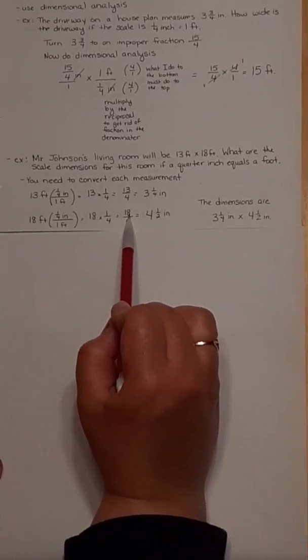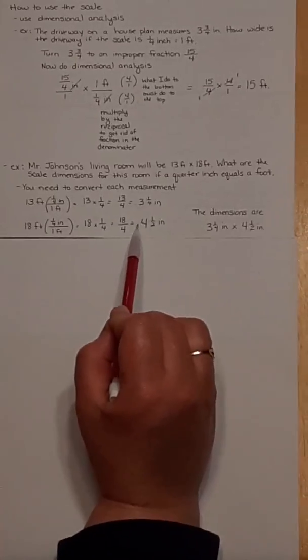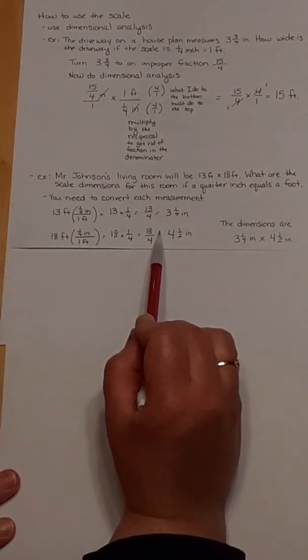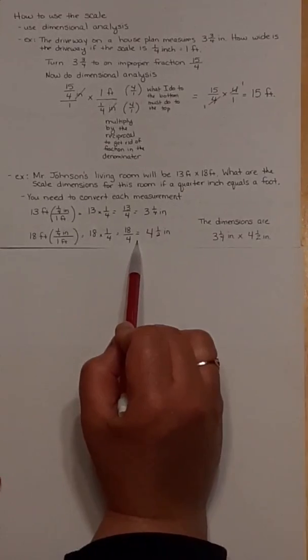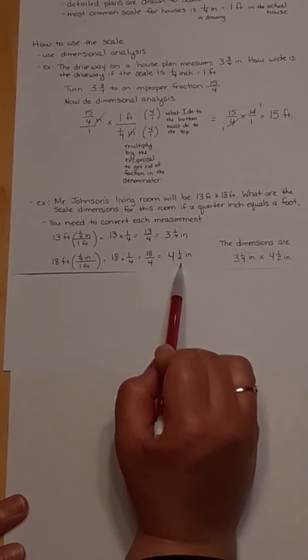4 can go into 18 4 times. This is where we have 2 left over because 4 times 4 is 16. 18 minus 16 is 2. So my fraction is really 2/4, but I'm going to reduce that down to 1/2. That's how I get 4 1/2.